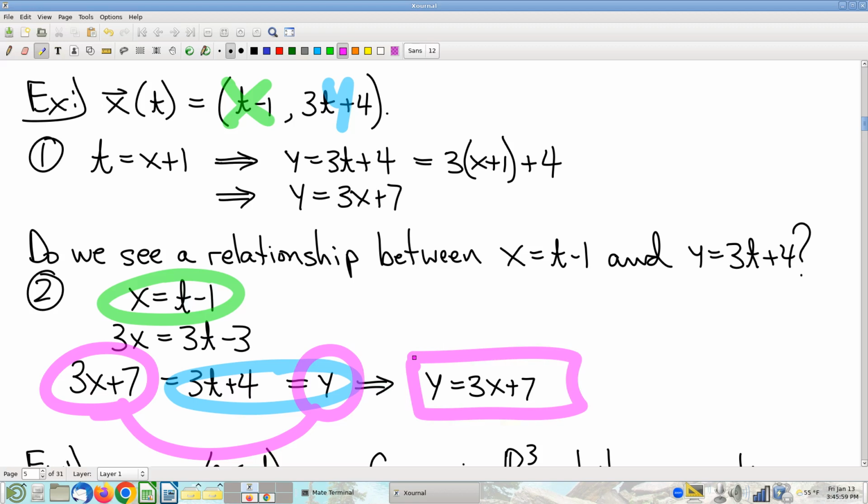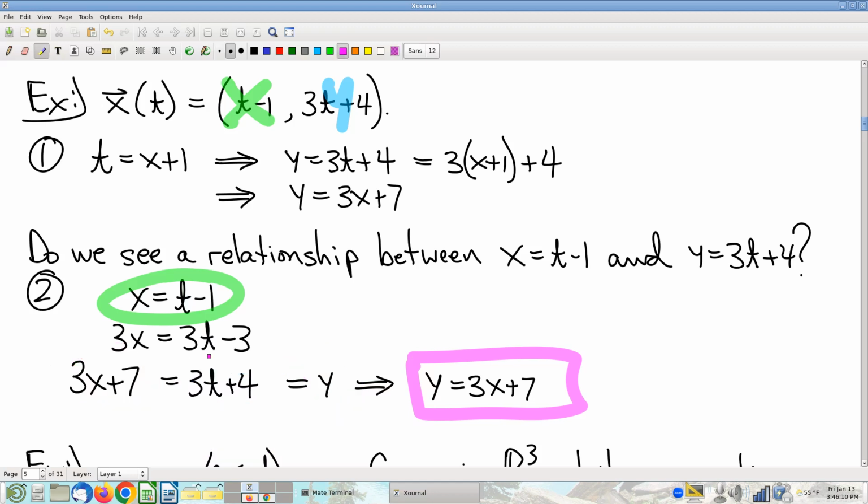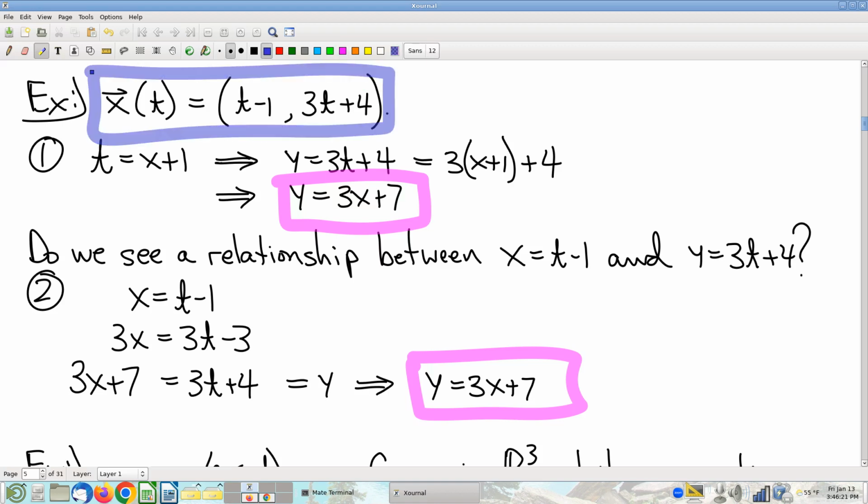Therefore, I have an algebraic relationship between x and y. Yes? So this final equation, y equals 3x plus 7, is what we would call the equation of the line. This thing here is a parameterization of the line. Does that make sense? And the distinction between these is something I'm going to dwell on pretty significantly near the end of the lecture. Be on the lookout for that in about half an hour. Okay.